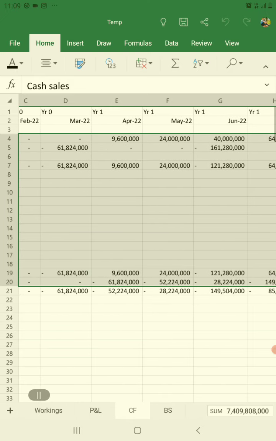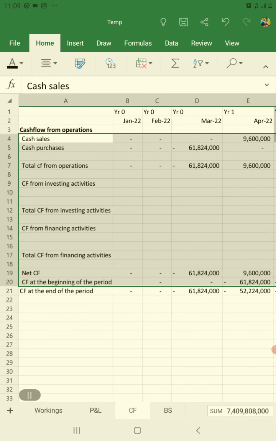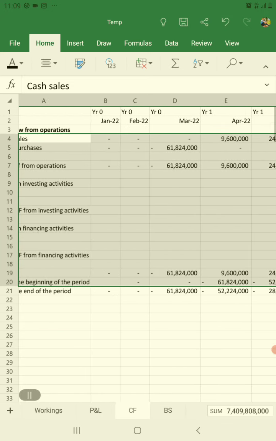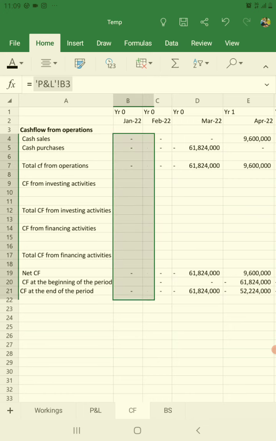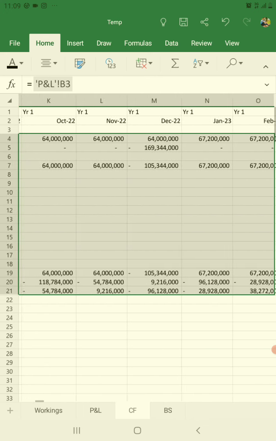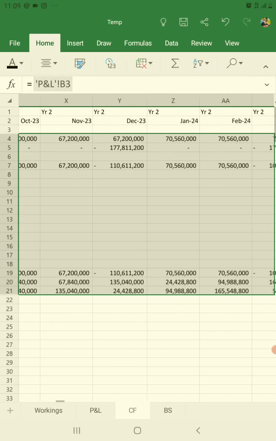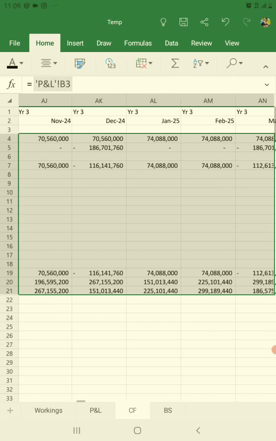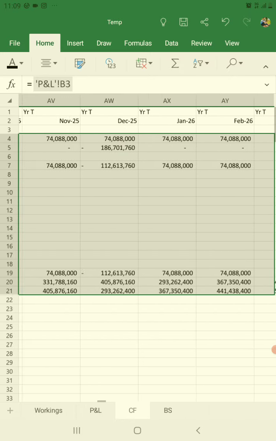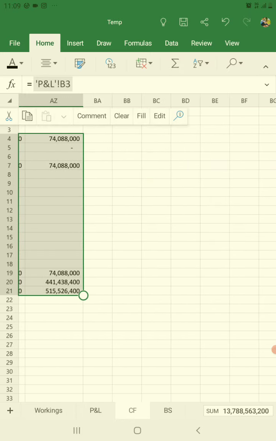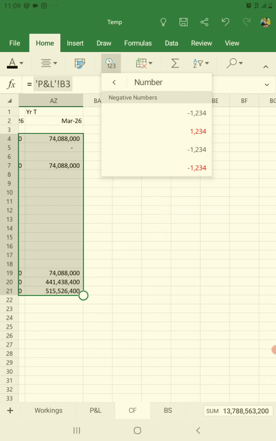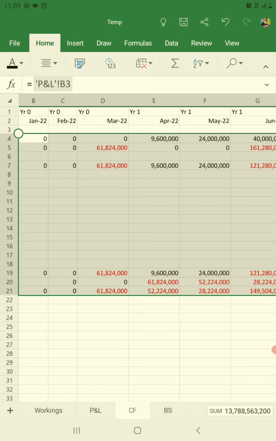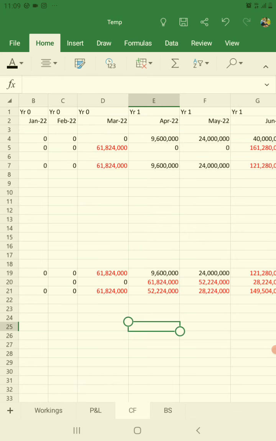Okay, I left one. Okay, let me pick again from here, and then cover all these periods, and then select this one, and then number, negative number in this format. Okay, so this is just to show you.